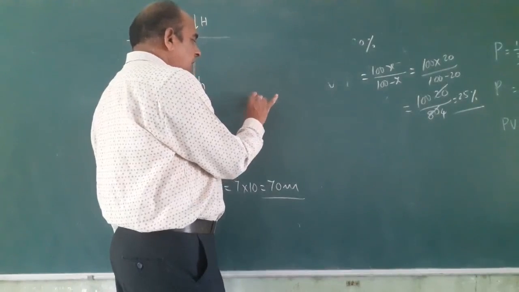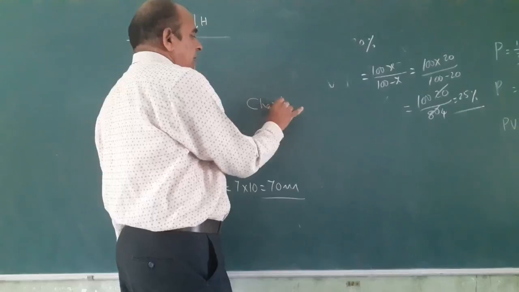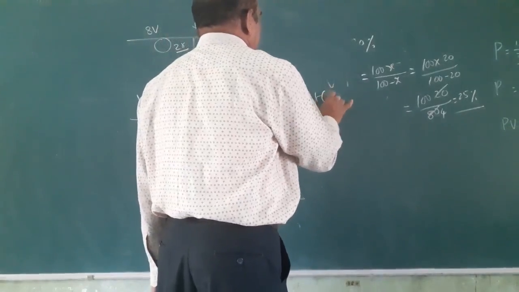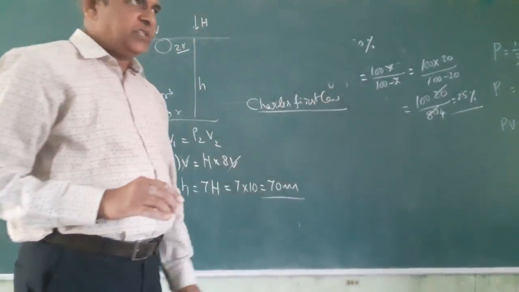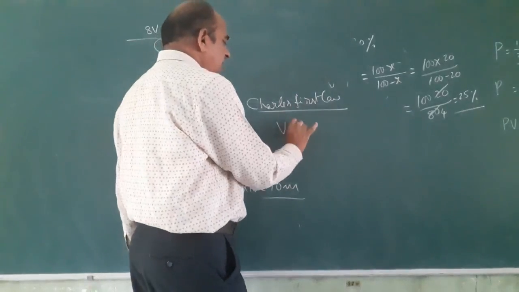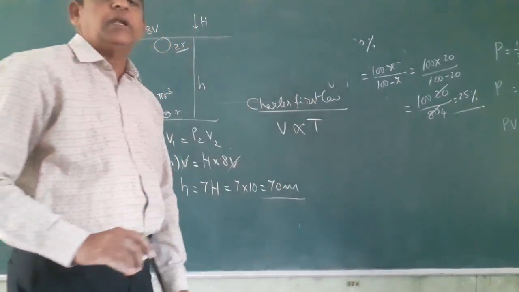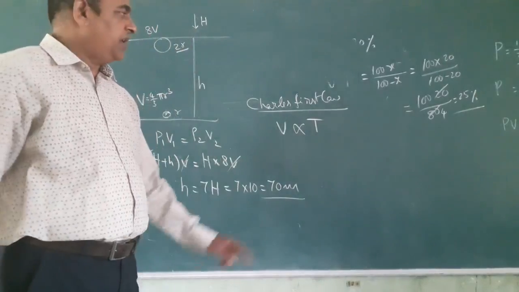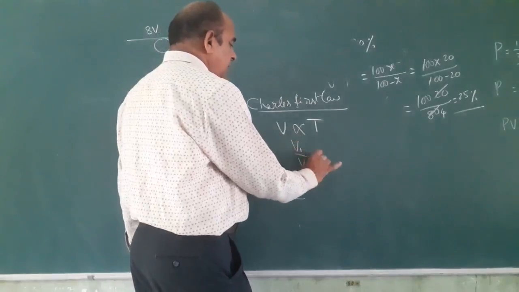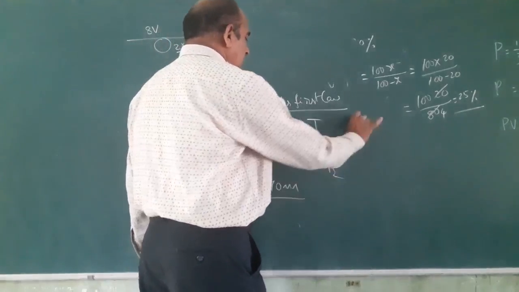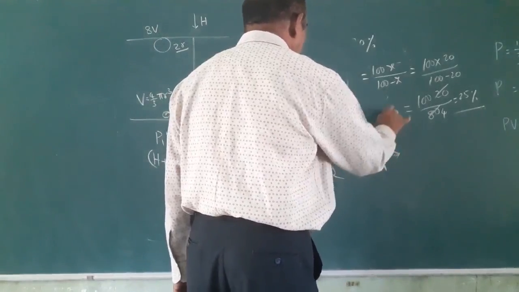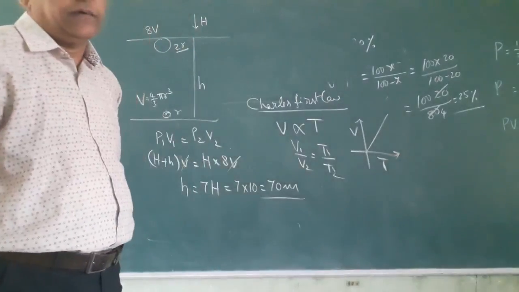Next, Charles' first law. Charles' first law states that at a constant pressure, the volume of a gas is directly proportional to its absolute temperature. Absolute temperature means temperature in the Kelvin scale. Therefore, V1 by V2 is T1 by T2. If you plot a graph of volume and temperature, we get a straight line graph, the VT graph.